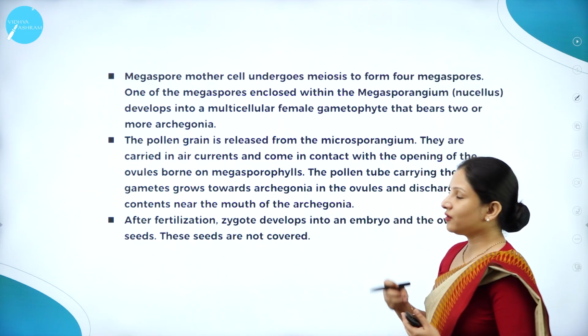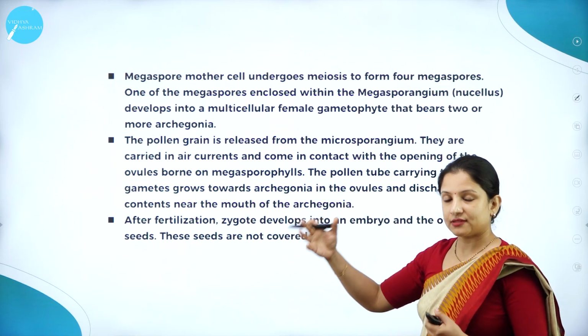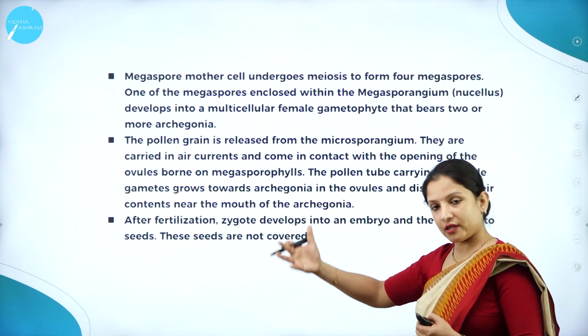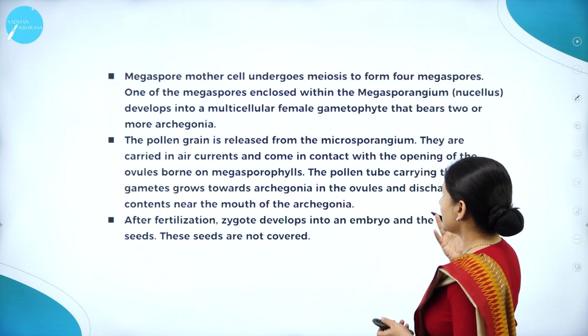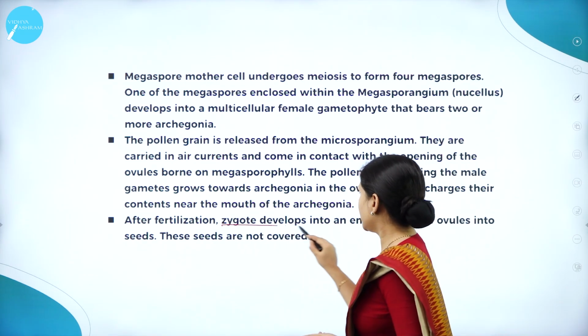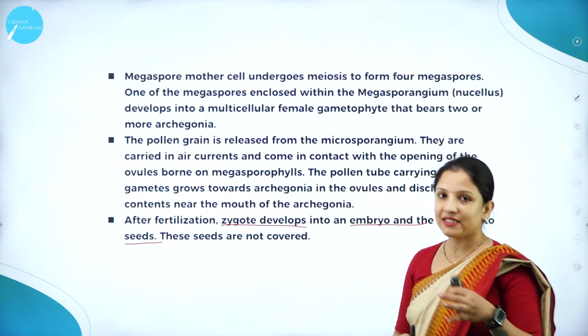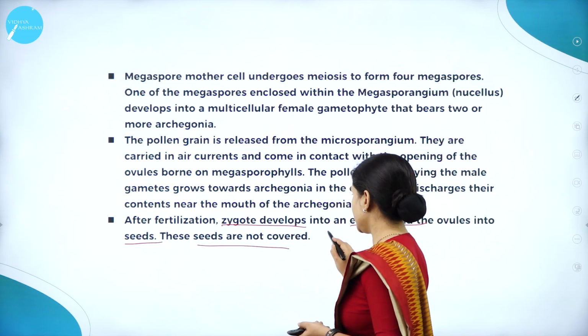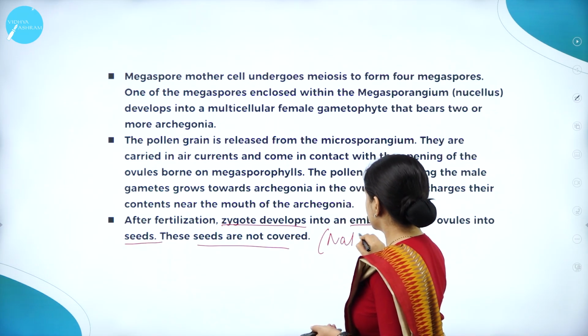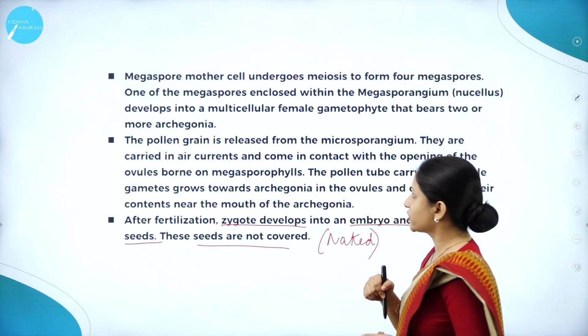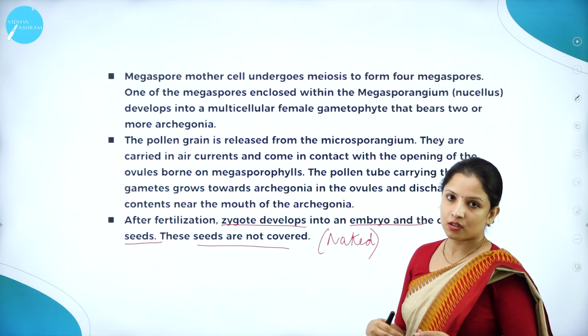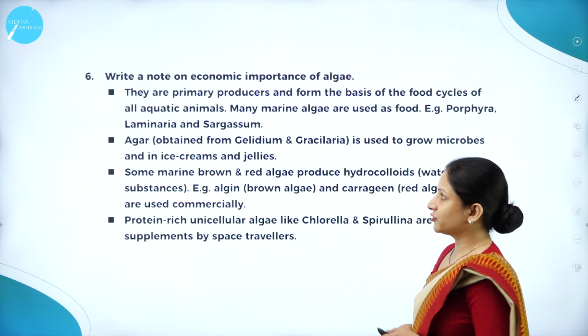Now the pollen grain will be carried by the air currents. It will go and fuse with the archegonia and the egg. It will develop into a zygote. That zygote will develop into an embryo and the ovules will develop into seeds. And these seeds are not covered, meaning they are naked. So much process will take place in the gymnosperms, which you have to write this way. So this was about the gymnosperms.